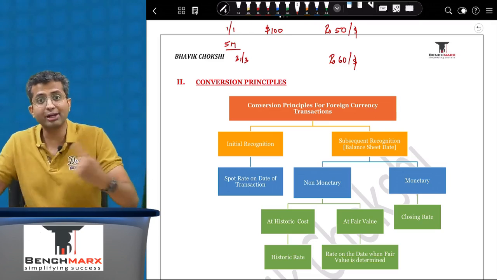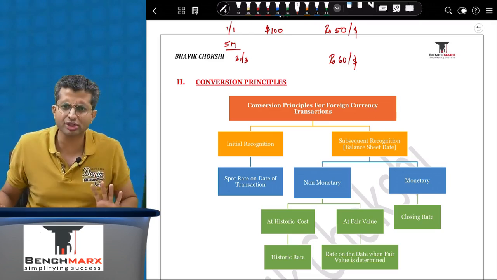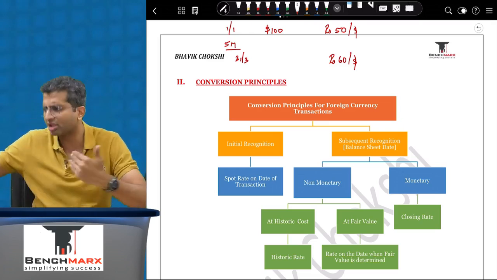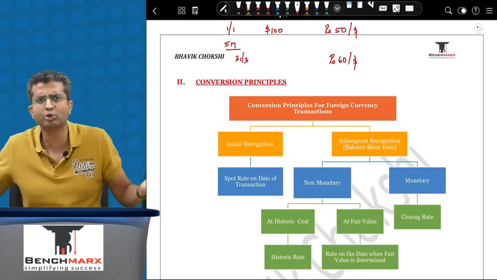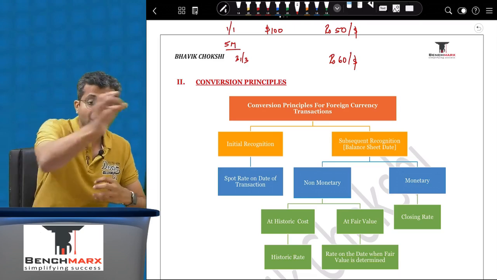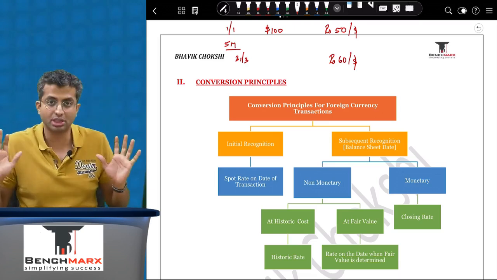Sir, but is the revaluation to be done every year? No, it has to be done at sufficient intervals. You revalued at 150, next year you did not do a revaluation, the year after you did not do a revaluation, the year after you did not do the revaluation. You will continue to show it at the rate on the date when the fair value was determined.